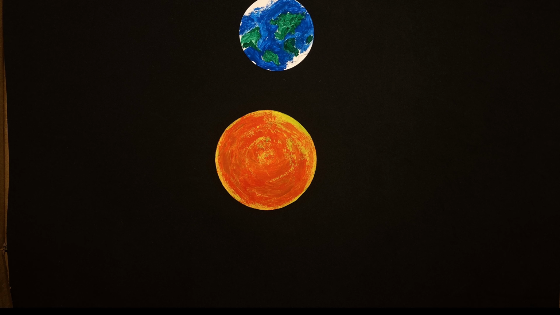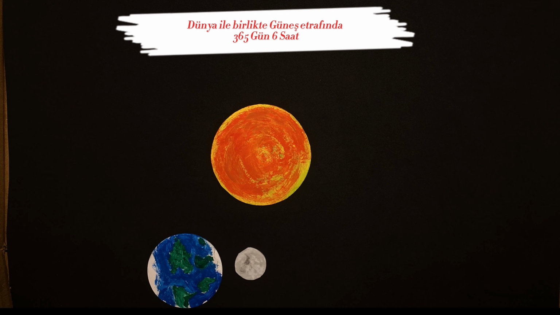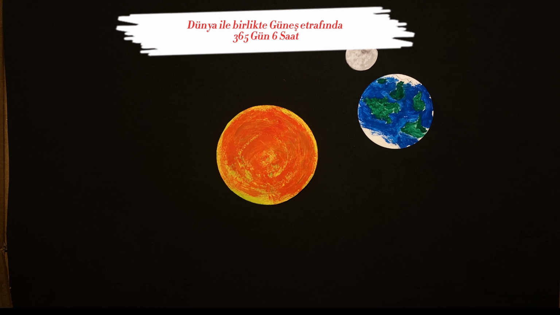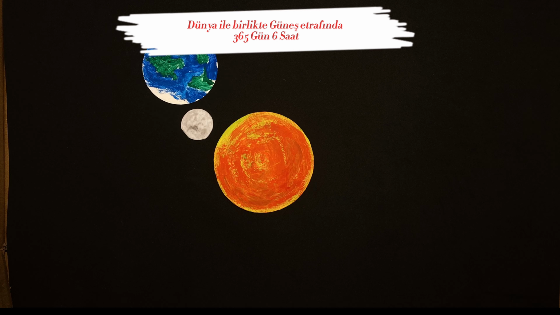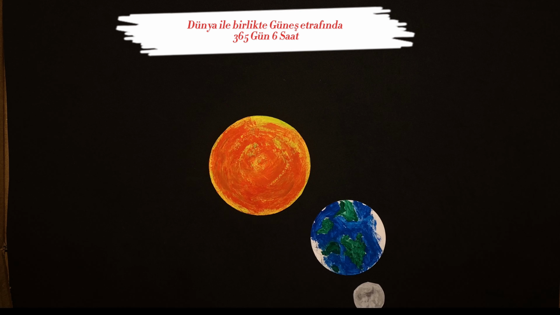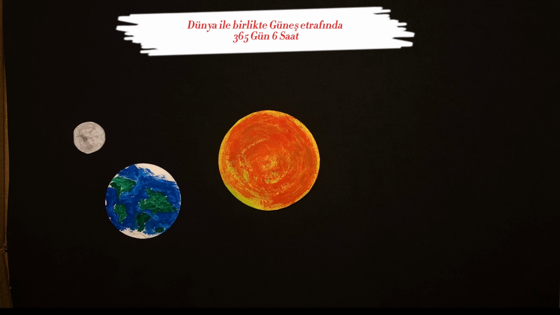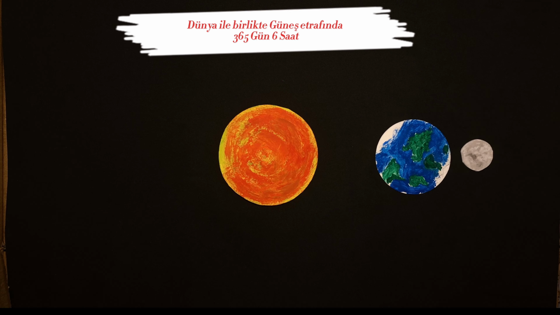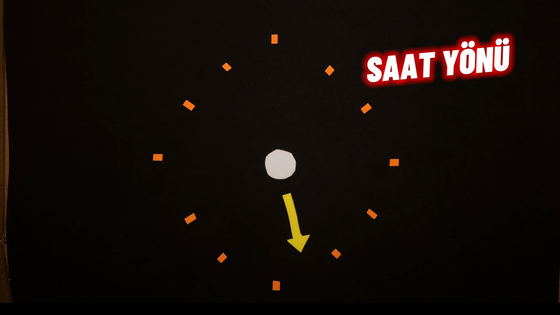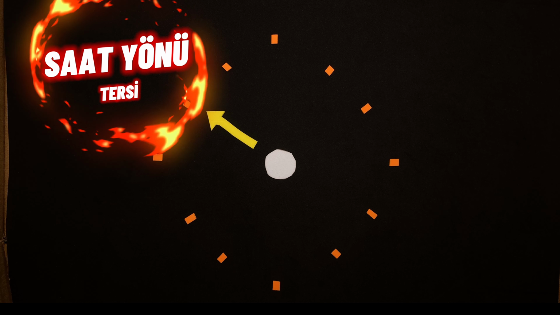The third and last movement of the Moon is the movement of the Moon together with the Earth around the Sun. The duration of this movement is the same as the duration of the Earth's annual movement, that is 365 days and 6 hours. The direction of all these movements of the Moon is counterclockwise.